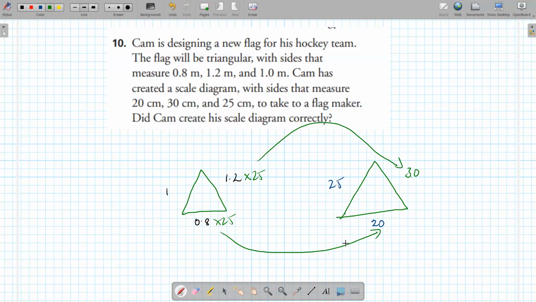1.2 times 25, that's 30. 0.8 times 25 is also 20. So the k values for all three sides are the same. Therefore, these two triangles are similar, and he's done it right.